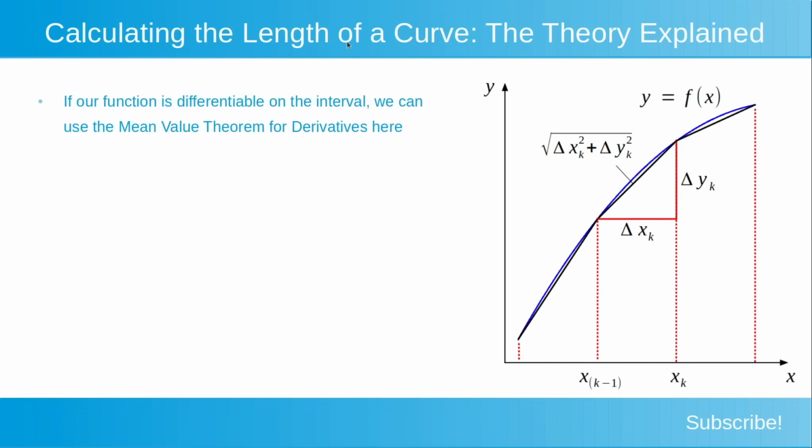If our function is differentiable on the interval, we can use the mean value theorem for derivatives here. This theorem states that the average rate of change of the function over the interval is equal to the derivative of the function at some point on that interval, at some x value c_k. We can express the derivative of the function at that x value c_k as f prime c_k, which we write as f apostrophe c_k.